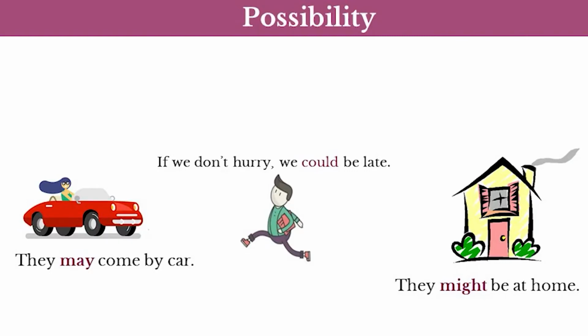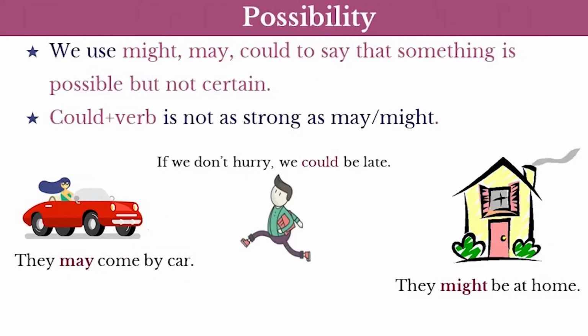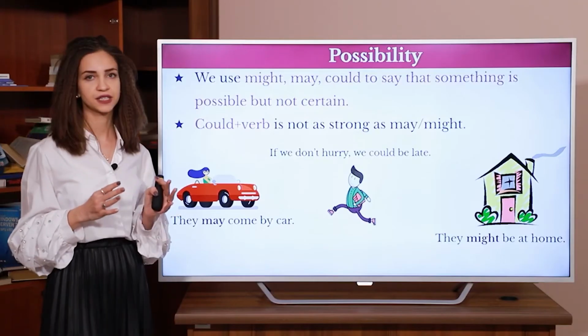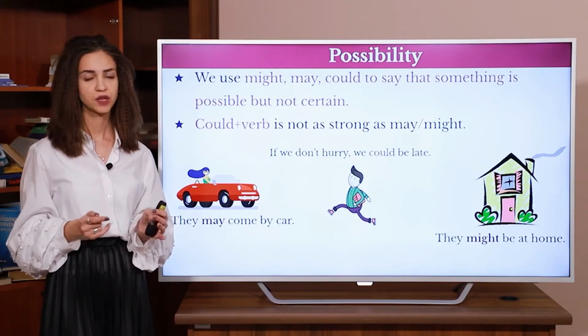If we don't hurry, we could be late. So, we use might, may, could to say that something is possible but not certain. We use could plus verb, which is not as strong as may and might.